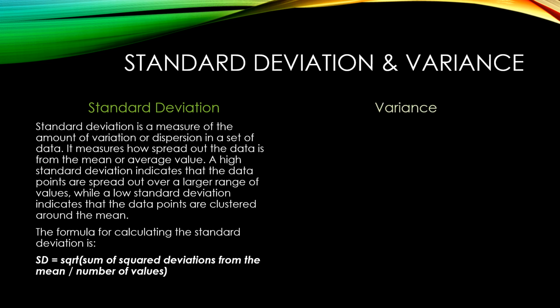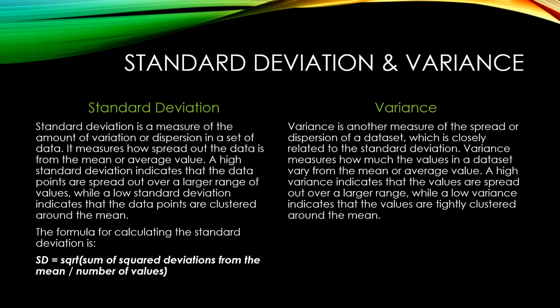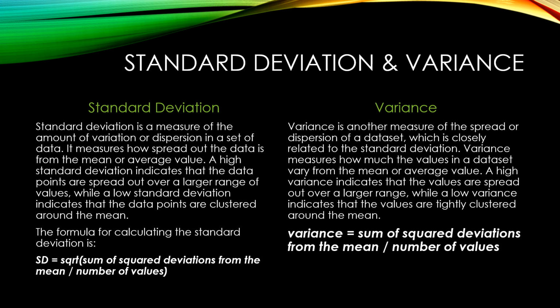So your variance here can be a little bit more of a precise and unaltered version of your standard deviation. This is essentially another measure of the spread or dispersion of a data set, which is closely related to the standard deviation. Variance measures how much the values in a data set vary from the mean or average value, just like the standard deviation. A high variance indicates that the values are spread out over a larger range, while a low variance indicates that the values are tightly clustered around the mean, just like standard deviation, very similar.